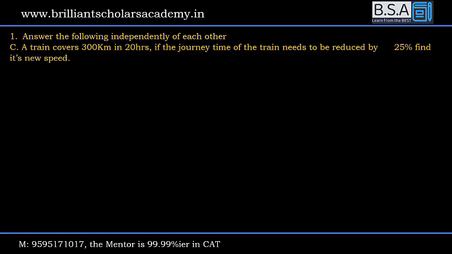A train covers 300 kilometers in 20 hours. If journey time needs to be reduced by 25%, what is the new speed? Journey time needs to be reduced by 25%. What is 25%? 25% is 1 by 4. You want to reduce, so you must multiply 3 by 4. The time was 20 hours. You are decreasing it by 25%. So you are going to complete the journey in 15 hours.